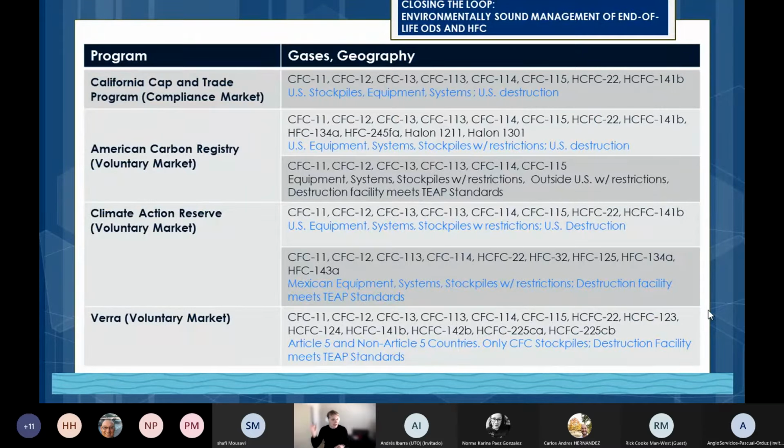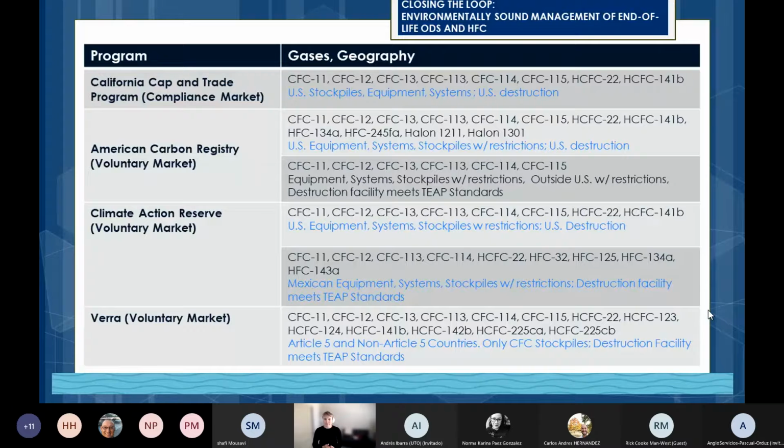There's a lot of words on this slide, not to get too bogged down. The point is that there are multiple registries or carbon programs, and these are all listed on the left side. I've listed 4, the first one being the California Cap and Trade program, and then 3 other programs. But the point is that there are multiple registries. Each one might have 1 or 2 different carbon accounting protocols related to ODS destruction, and they each might have slightly different eligibility in terms of the materials that are allowed and the geography from which it can be sourced.